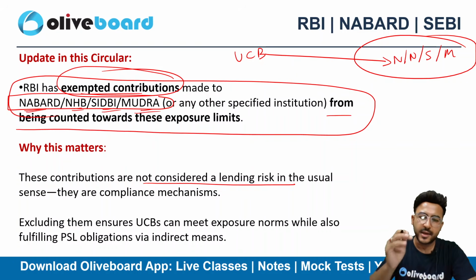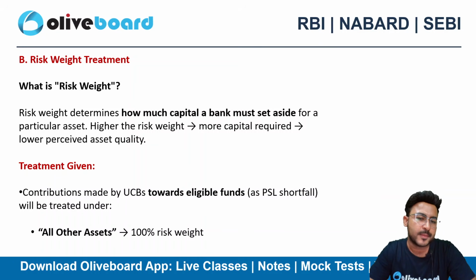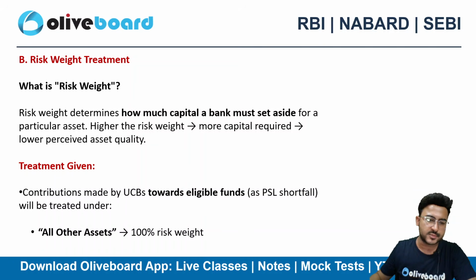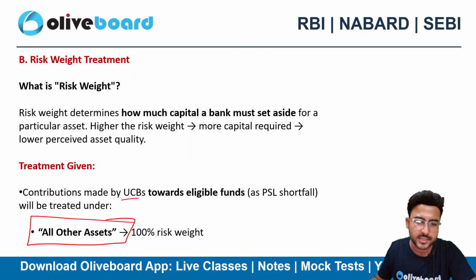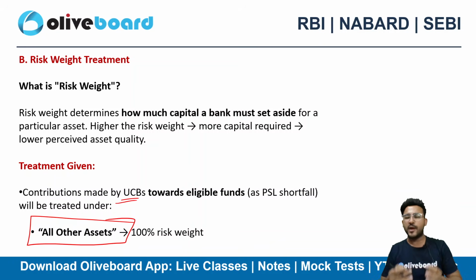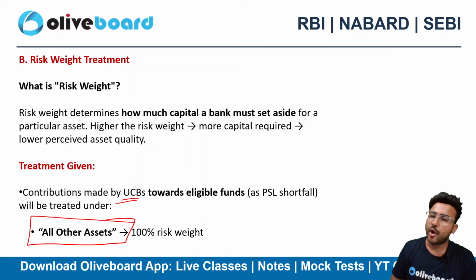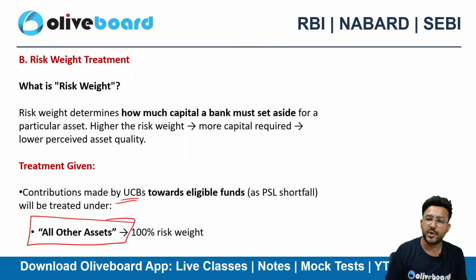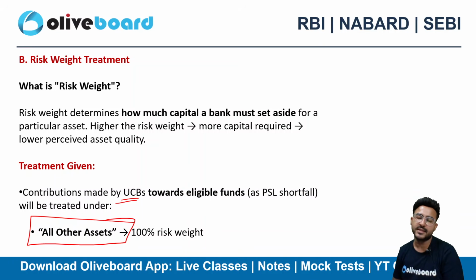I have done a detailed video as well on the SFBs and the UCBs for this particular treatment, right? Now, what about the risk weight? So what risk weight will be given? The all other asset criteria will be applied by the UCBs towards this contribution. If you are contributing towards NABARD, NHB, SIDBI or Mudra, you need to classify this particular contribution as per the prudential norms under the all other asset criteria for risk weight purpose, and the risk weight will be 100%.